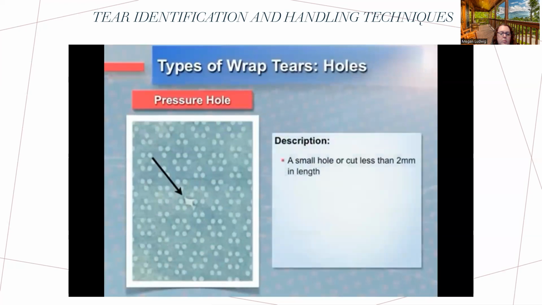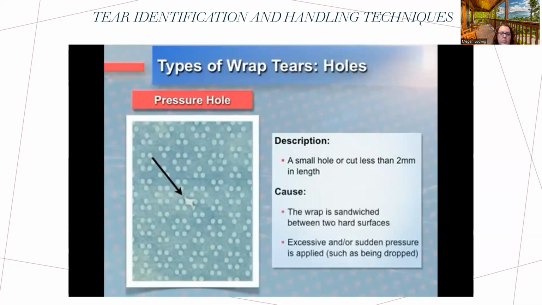Holes are yet another type of wrap tear. A pressure hole may appear as a tiny opening less than 2 millimeters in length where the fibers around the edge of the hole have been welded or stuck together. They are usually found along the perimeter of the instrument tray. This type of hole is caused when the wrap is sandwiched between two hard surfaces, such as when heavy trays are stacked on top of each other. Or a pressure hole may occur when excessive and/or sudden pressure is applied. An example would be when a package is dropped on a hard surface.